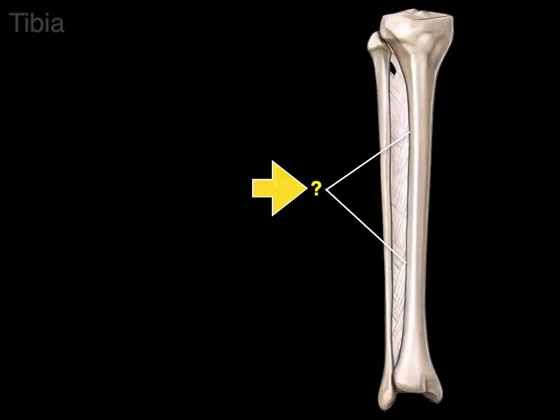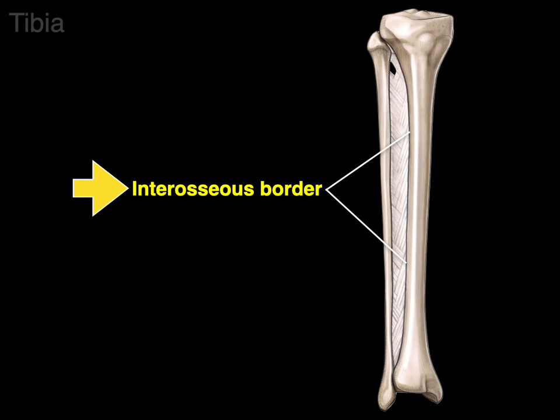Then we have on the lateral surface of the tibia this crest that's called the interosseous border. It serves as an attachment for the interosseous membrane.